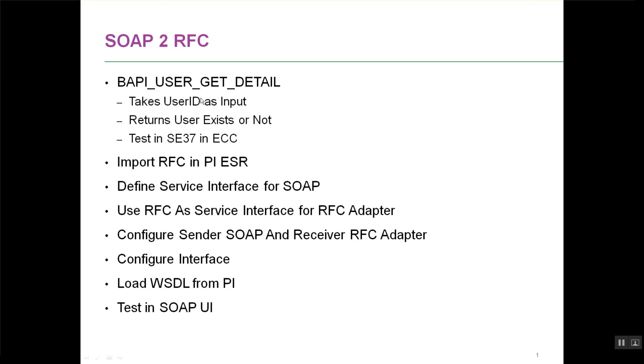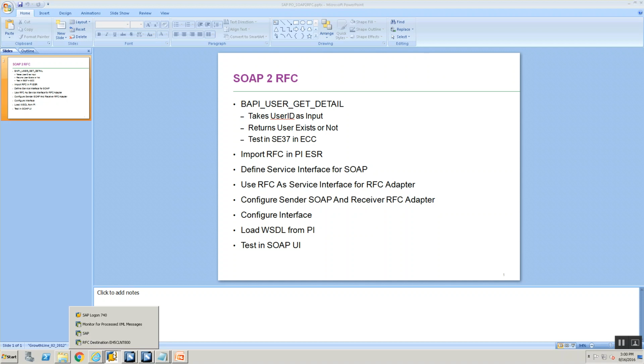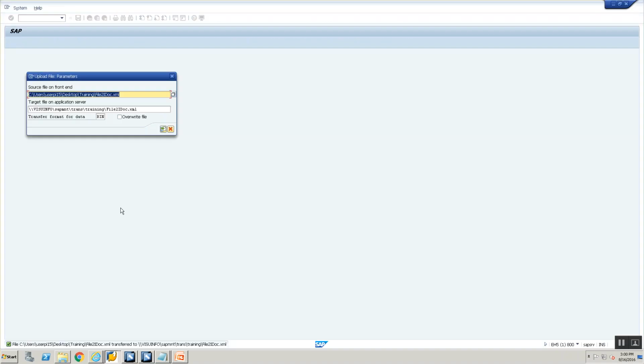The first thing that we would need to look at is what is the backend RFC that we are calling. If you remember, in the file to IDOC scenario we called a standard SAP IDOC orders.orders05. Similarly, in this case we are going to call a standard SAP RFC called BAPI_USER_GET_DETAIL. What does this BAPI do? This BAPI takes the user ID as an input. It executes a check whether the user exists in the system or not. If the user exists, it returns the details about the user. If the user does not exist, it will return an info message, not an error message, that the user does not exist.